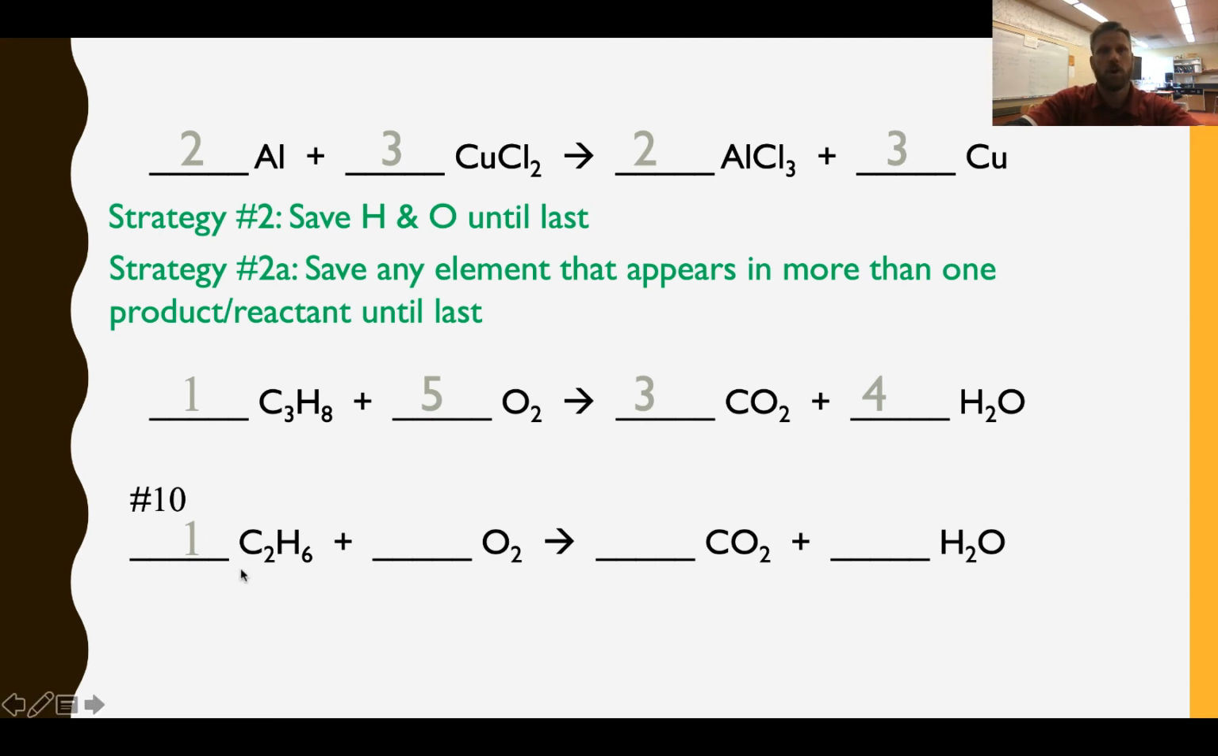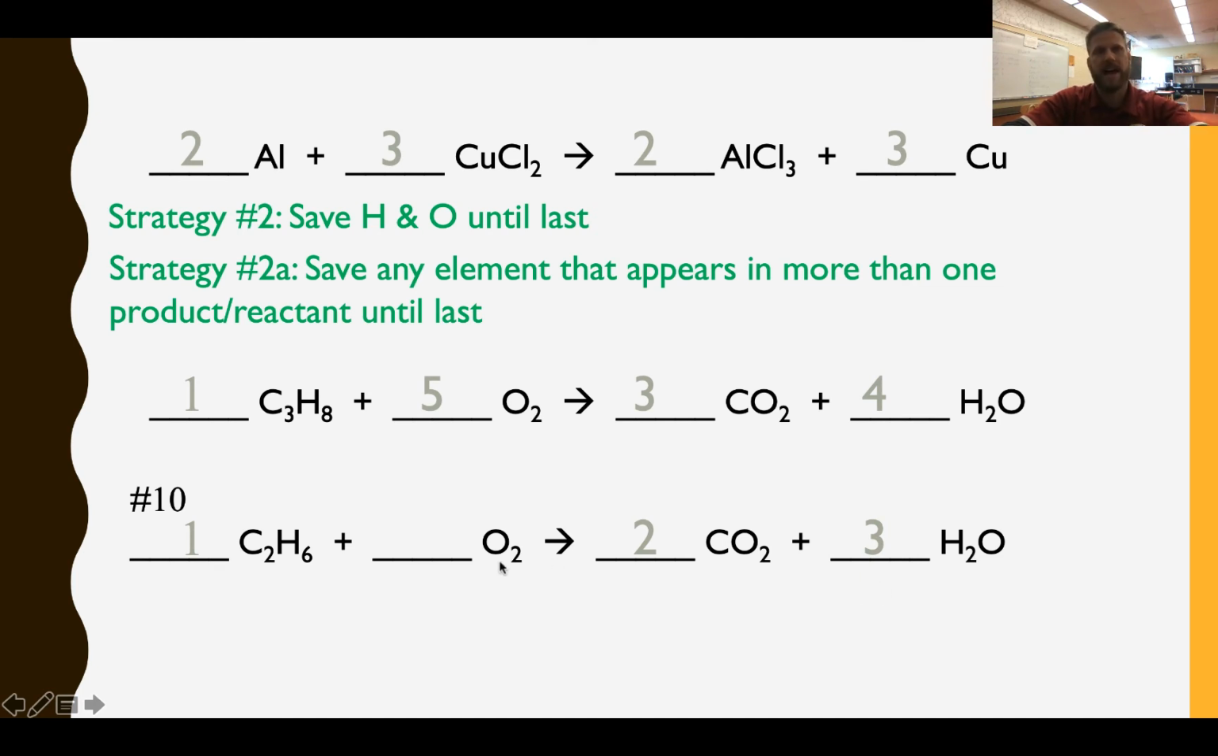There are 2 carbon atoms on the reactant side, so I need 2 carbon dioxide molecules on the product side. Now I have 6 hydrogen atoms on the reactant side. To get 6 hydrogens on the product side, I should use a 3 for the coefficient of water. 3 times 2 equals 6.